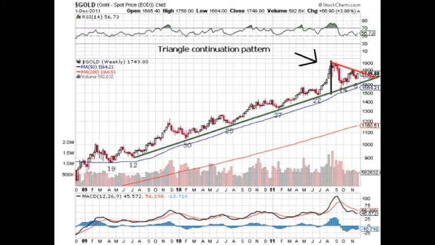Hello, this will be an update to the gold chart triangle explained. I will be focusing on the recent movement in the price of gold and also the support and resistance line, the direction they're going, and what it means in the triangle pattern.